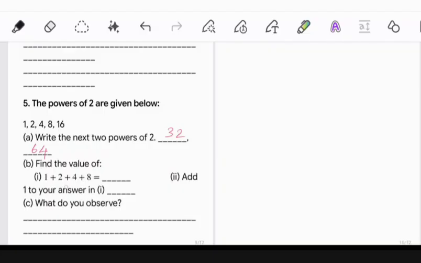Find the value of 1 plus 2 plus 4 plus 8. The value of 1 plus 2 plus 4 plus 8 is 15. Add 1 to your answer. So 15 plus 1 is 16. What do you observe from this answer? 16 is a perfect square. It is also the very next power of 2 in the sequence. Okay, two things we are observing from this sequence. Understand?